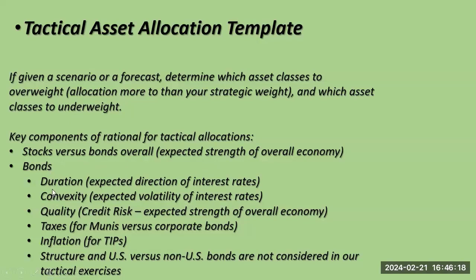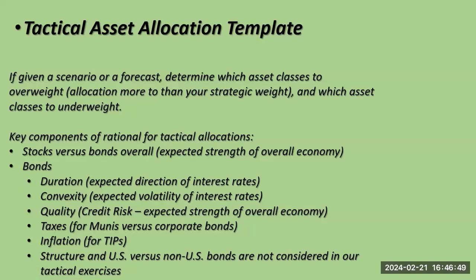Then with bonds, you're not going to have the entire DCCUTS, but we will have duration. On duration, if you expect interest rates to rise, you're going to prefer the shorter-term stuff to the longer-term stuff. Pretty straightforward. Convexity: if I expect interest rates to be volatile, you don't want those mortgage-backed securities. You want stuff with high positive convexity. And on quality, if I expect a strong economy, then you can buy those high yield bonds.